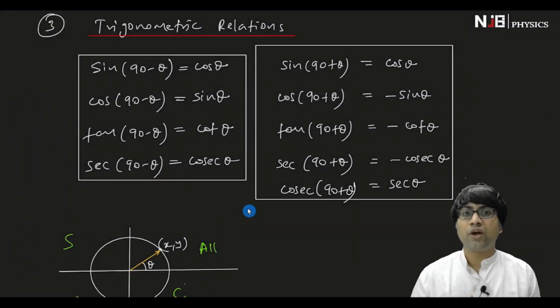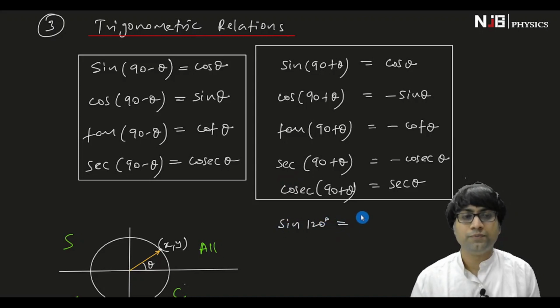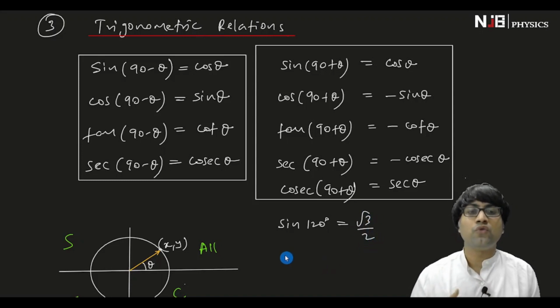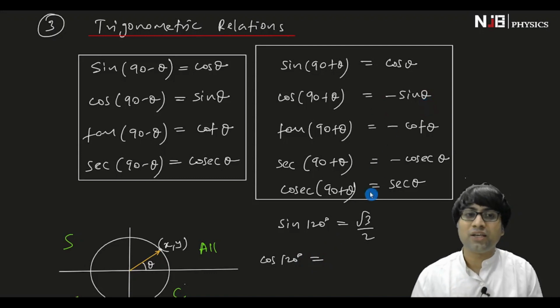For example, if you want to find out what is the value of sine of 120 degree, well, in that case, just put this theta equal to 30 degree. So sine of 90 plus 30 is going to be equal to cos of 30. So sine 120 degree is going to become equal to cos of 30 degree, which is nothing but root 3 by 2. Similarly, if you want to find out what is the value of cos of 120 degree, just put here theta equal to 30 degree. So cos 120 degree is equal to minus of sine of 30 degree, which is nothing but minus of 1 by 2.